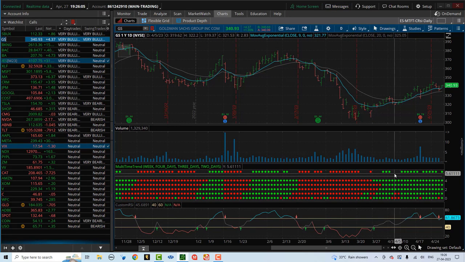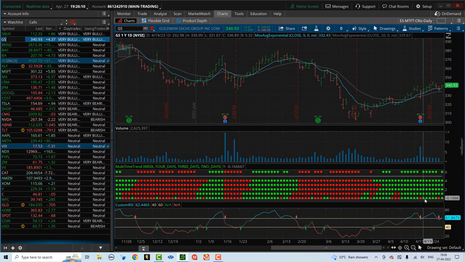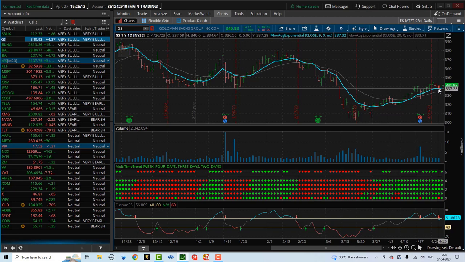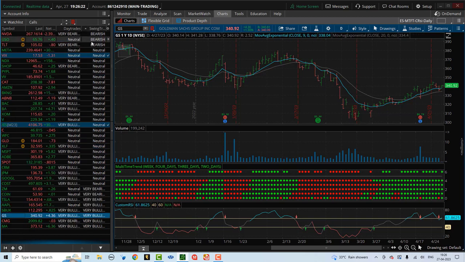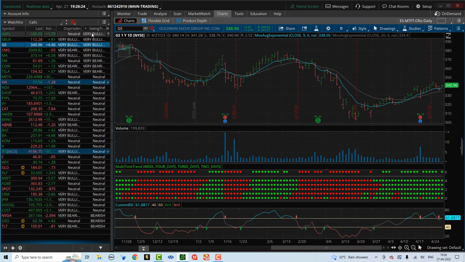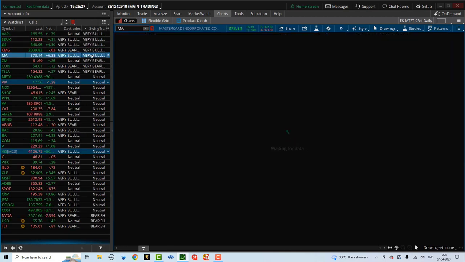Goldman Sachs also has been bullish, with just a couple of red dots about 2 weeks ago, and then it's all single dots. It actually went down the last couple of days, so maybe a good entry here for Goldman Sachs as well. We can also see MasterCard is very bullish over here. Let's go take a look at MasterCard as well. And we also have Apple. So these are new from yesterday. You can see how on a daily basis, these watch list indicators will change because new data has come in.